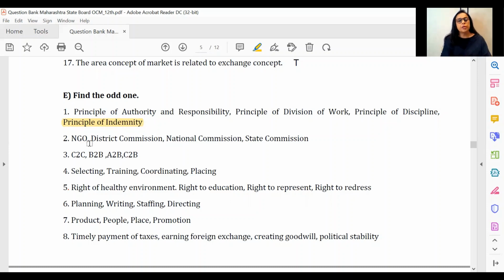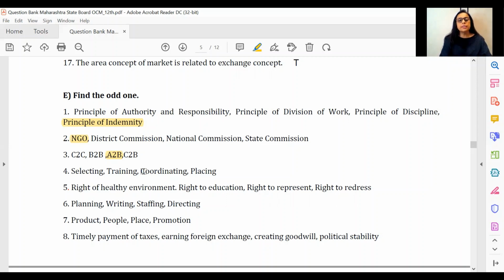the odd one out. Similarly, the chapter is consumer protection. All the other 3, district, national, and state commission, are the redressal agencies to help solve consumer dispute, and so NGO is the odd one out. All of these, C2C, customer to customer, business to business, and customer to business, are different forms of transactions which are carried out under e-business. There is nothing like A to B there.